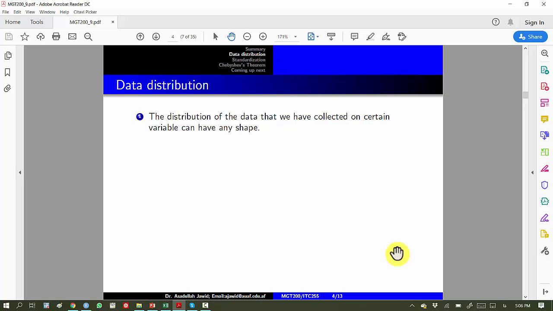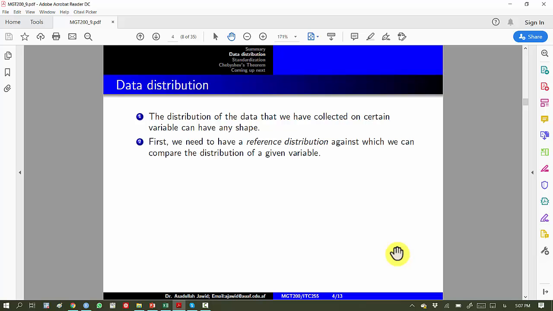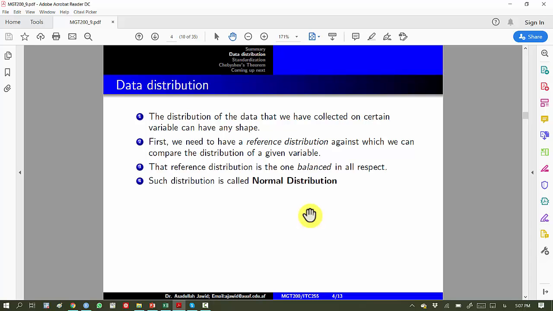The distribution of the data that we have collected on certain variables can have any shape. In order to check or study the shape of the distribution, first we need to define a reference distribution against which we can compare the distribution of the data that we have collected. The reference distribution that we want to define is the one which is balanced in all aspects. Such a distribution we call a normal distribution.